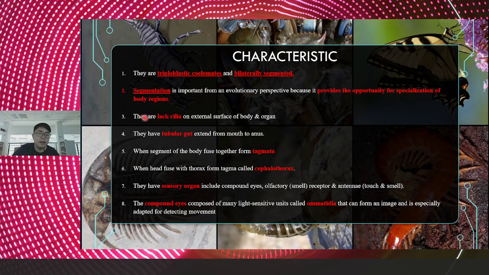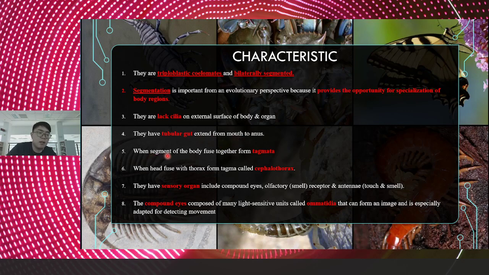Then there is a lack of cilia on the external surface of the body and organs. Most of these organisms do not have much cilia. If you already forget cilia, go to epithelium tissue. One type of epithelium tissue has cilia, right? So for this kind of organism, they normally do not have cilia. They also have a tubular gut extending from mouth to anus, one gut from mouth to anus.